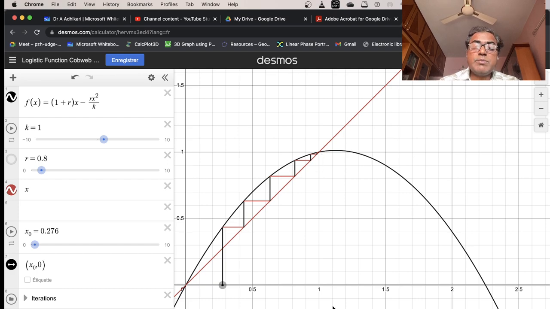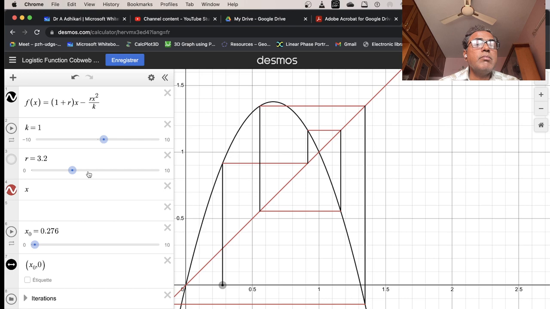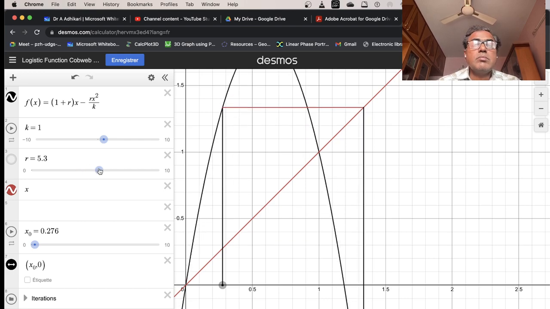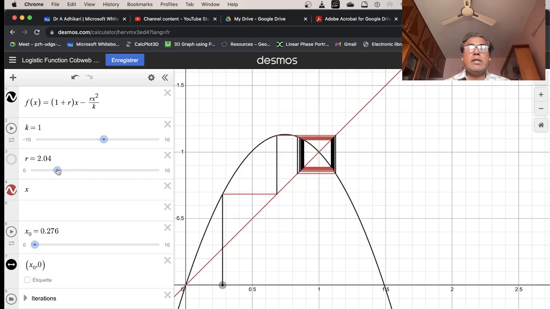So this point k is locally asymptotically stable when r lies between 0 and 2. But the origin O is an unstable equilibrium. But if r is greater than 2, for interest, we get the period 2 cycle, and so we get this beautiful figure for this.